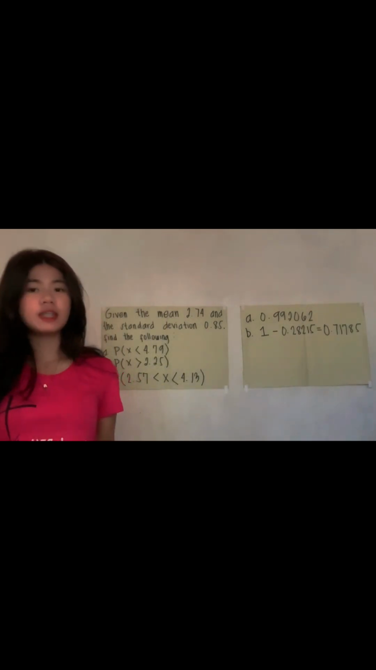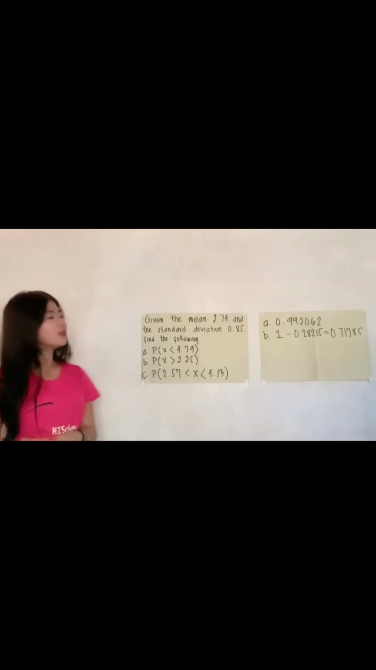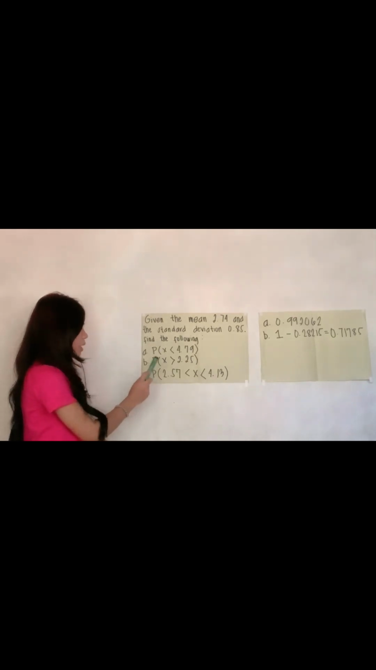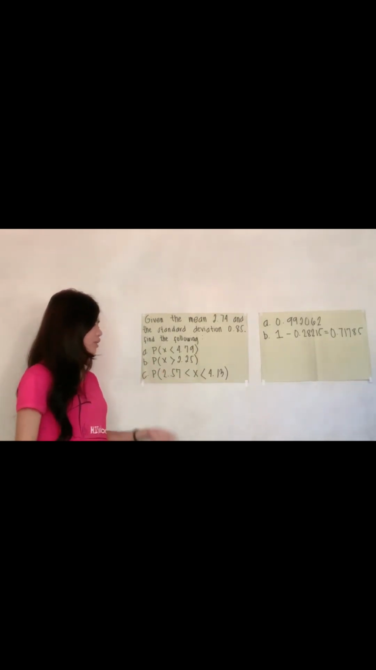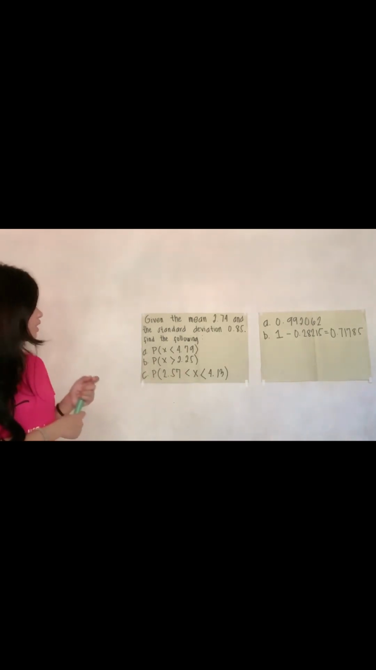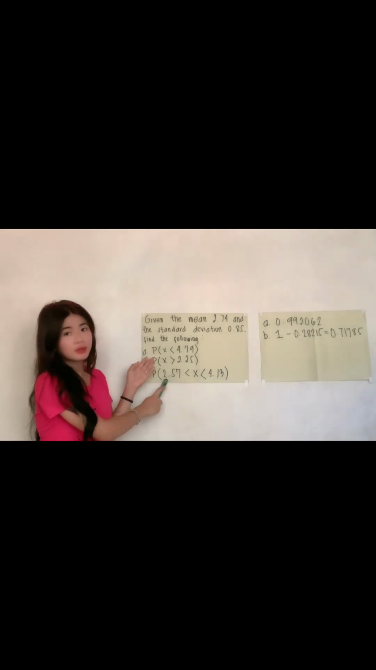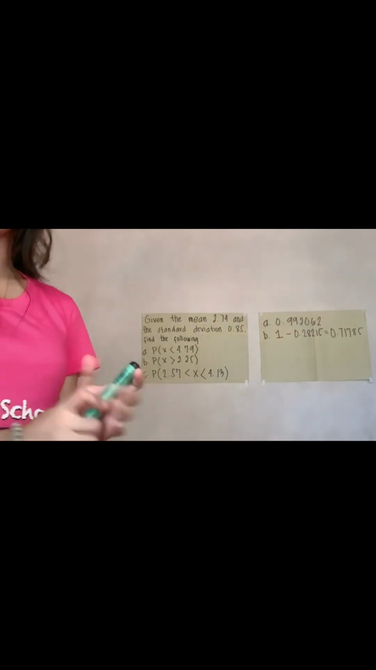So, now, let's proceed to letter C, and this is the last example. Here in letter C it is P, open parenthesis, 2.57 less than X less than 4.13, close parenthesis. Here you can see there are two numbers given. So, first we solve 4.13. Now let's proceed to the last example, letter C. Don't forget the procedure I taught earlier.